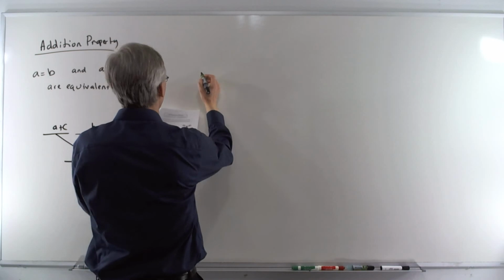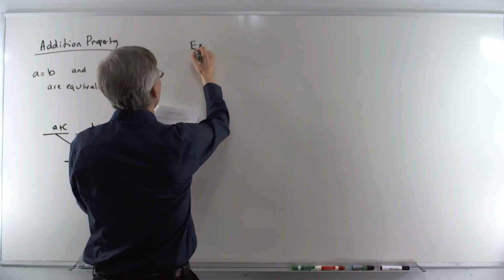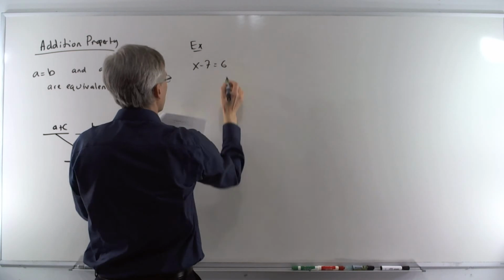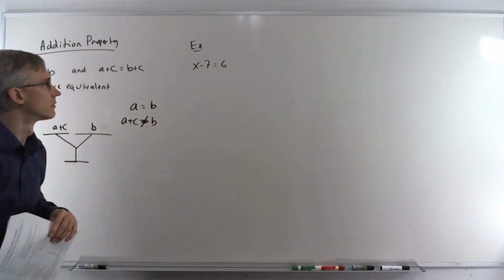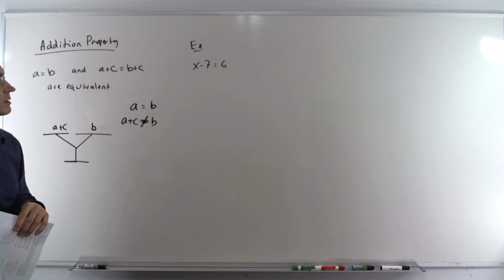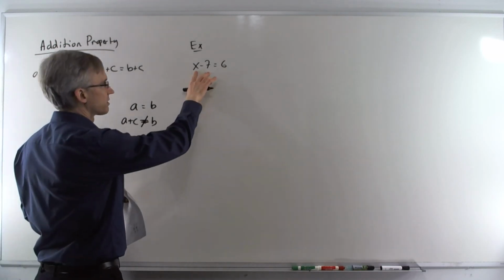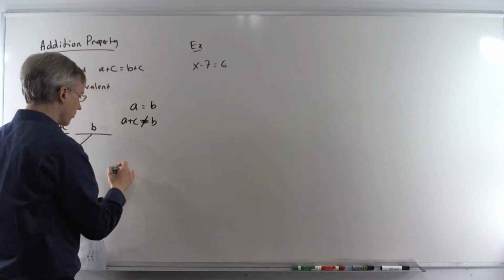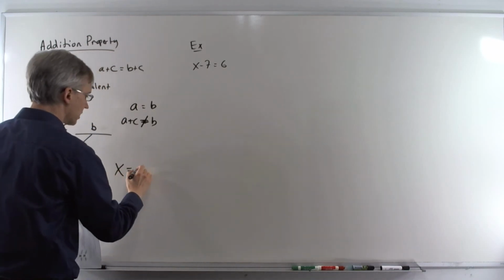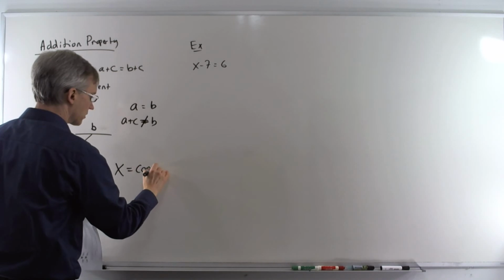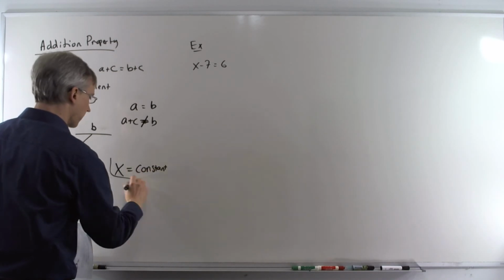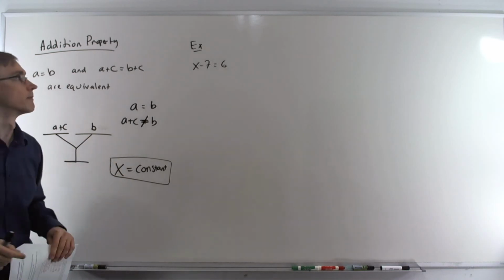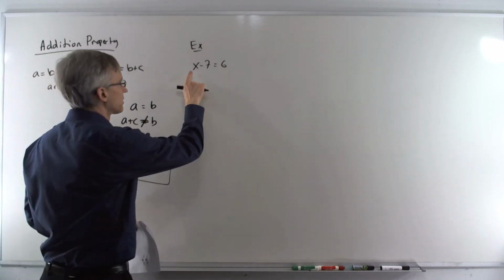Here's an example. X minus 7 equals 6. So you're going to look at the number that's next to the variable. The goal in solving equations is to get down to a form where the variable equals a constant. If we get the equation like this, the equation is solved. A constant could be any number. So I need to get this thing by itself.